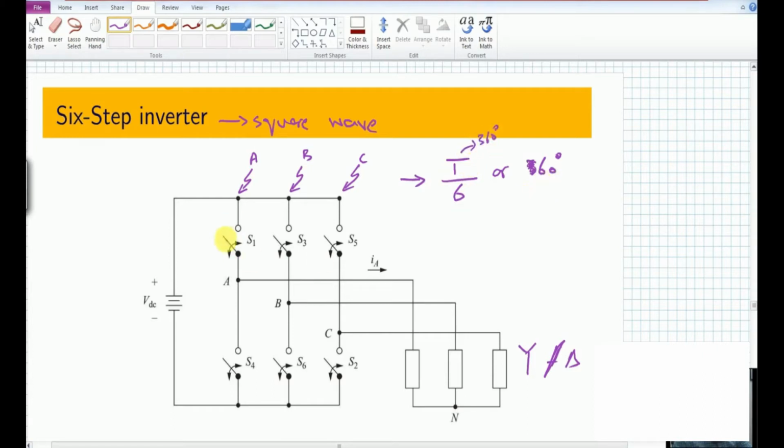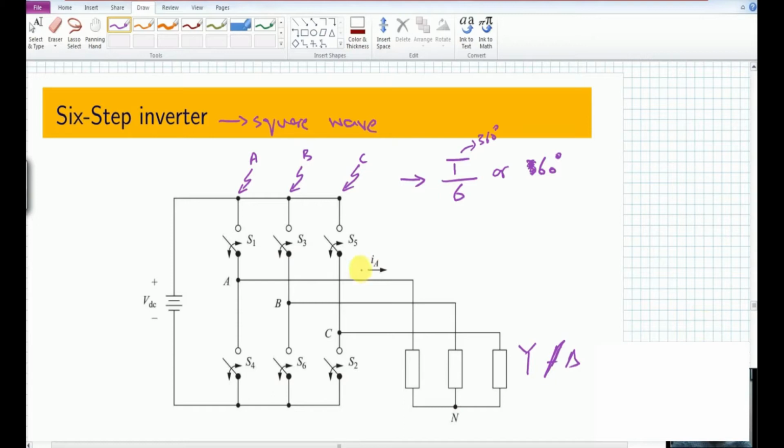So when we turn on the switch S1, we will turn on the switch S2 after a delay of 60 degrees. Then we wait another 60 degrees and turn on the switch S3, and so on and so forth. That is how the sequence of gating occurs.